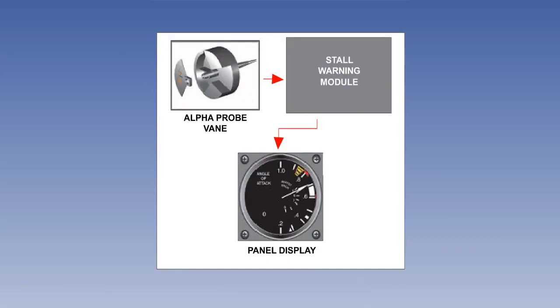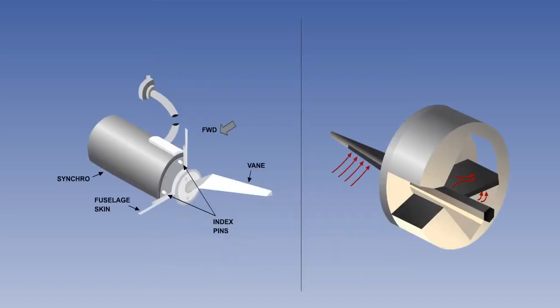Finally, we considered the components of a typical stall warning system, including the types of probes that are used to input the angle of attack to the stall warning protection system.